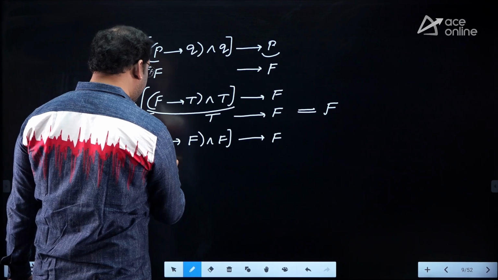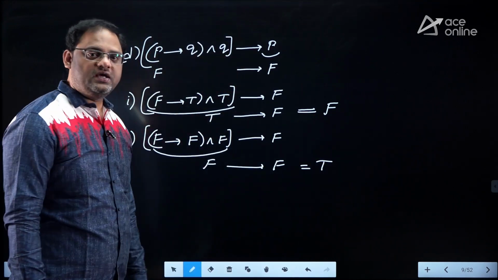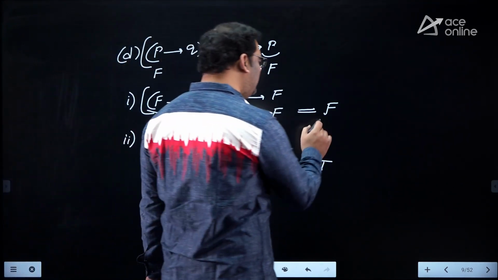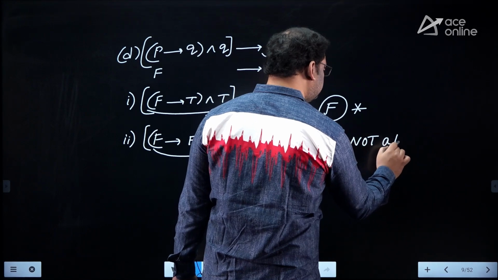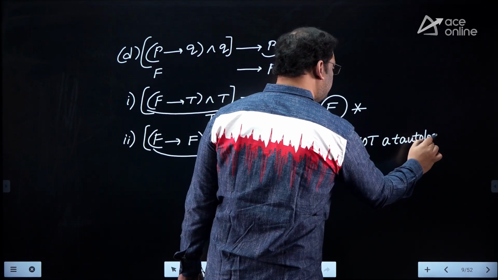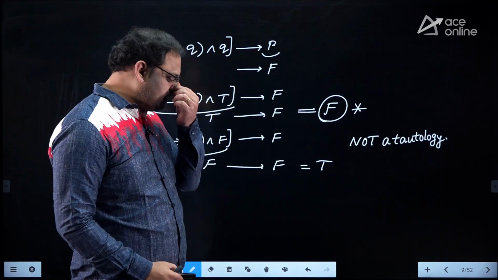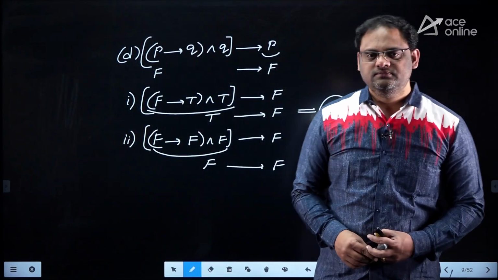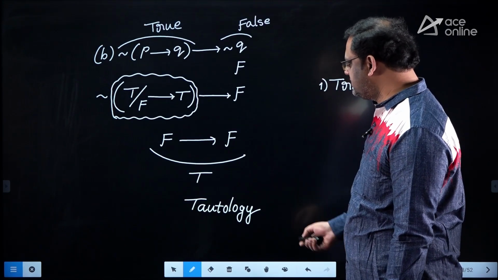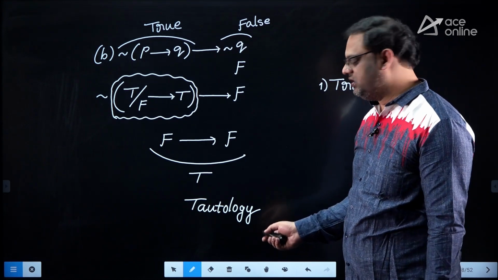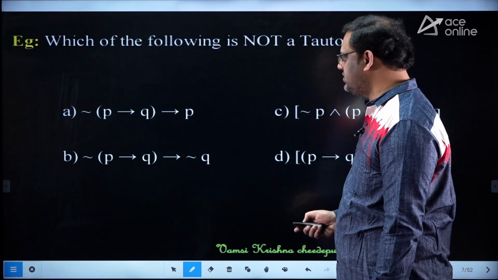There may be some true cases like this. This is false, this is false, the result is true. My dear, there may be some true cases, but if I find only one false case, at least one false case, I can say that the given formula is not a tautology. That is the approach. Some students said the answer is B. I have shown B is a tautology. In a similar way, I hope you can understand options A and C also, and you can confirm that D is not a tautology.